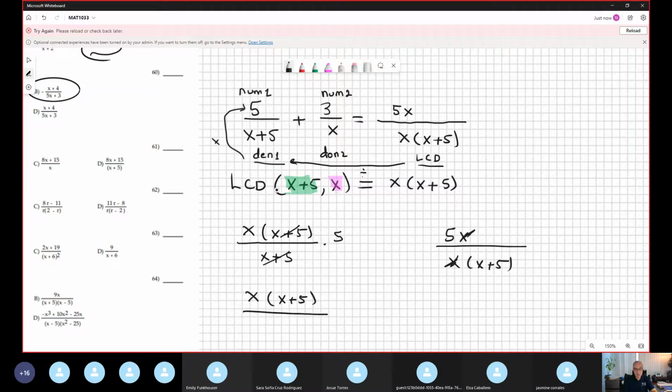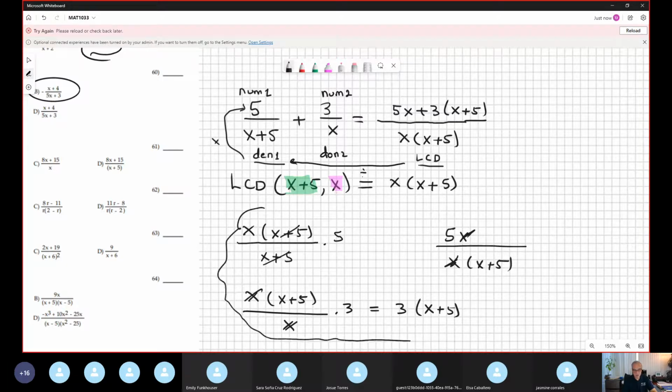divided by X, which is the second denominator, X is canceled, stay alive, X plus 5 times 3. So, 3 times X plus 5. And there copy that, plus 3 times X plus 5. This thing here separately, you can do mentally because it's too easy.